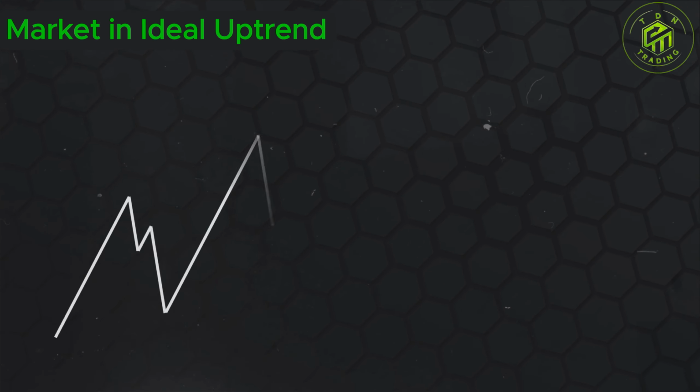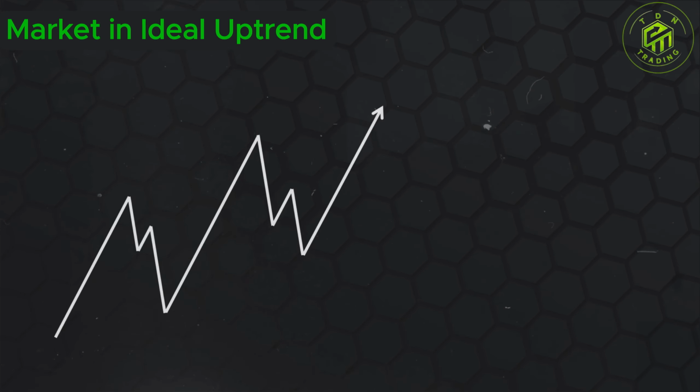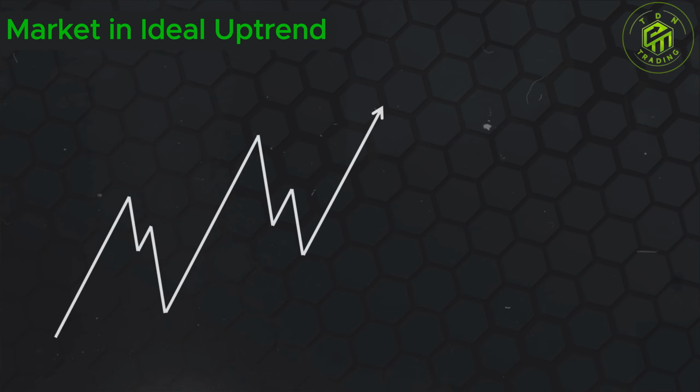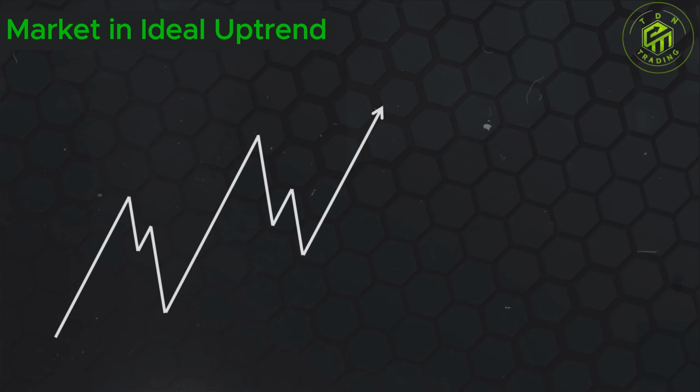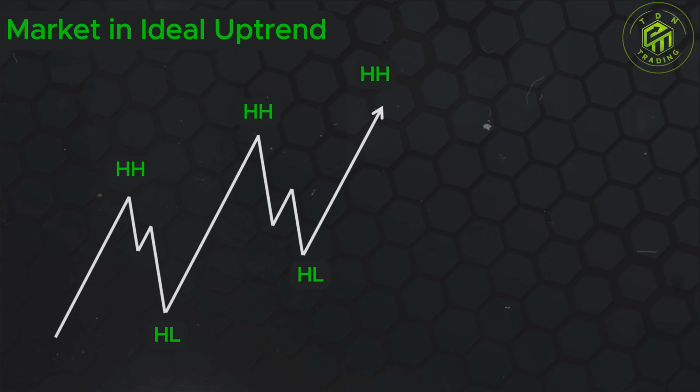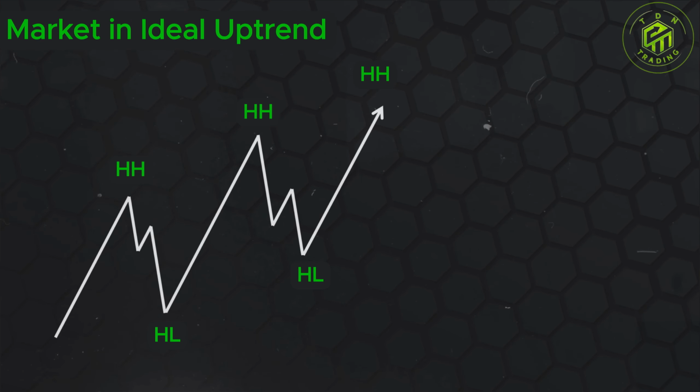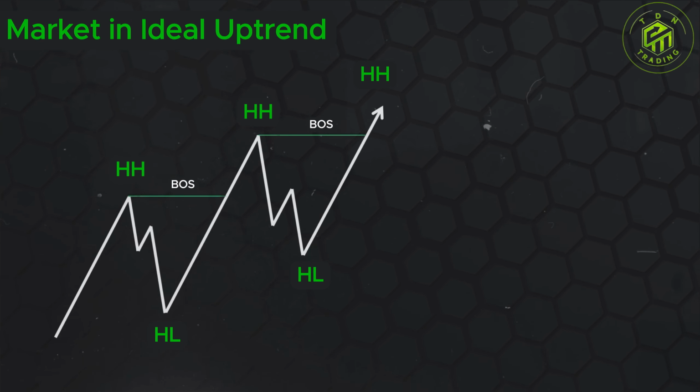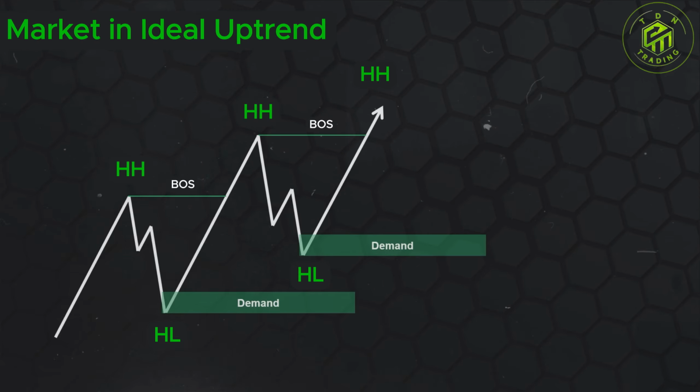When the market is in an ideal uptrend and the price continues to push higher, it respects demand areas and breaks structures to the upside. In other words, in classical terms, it creates higher highs and higher lows. Each time a structural level is broken, a new demand zone is automatically created.